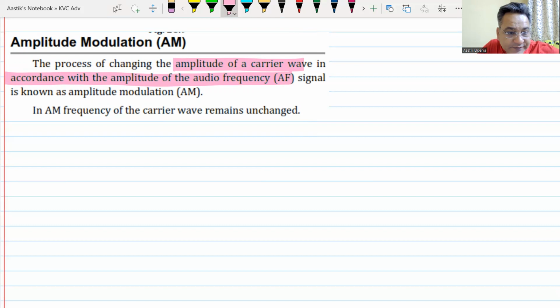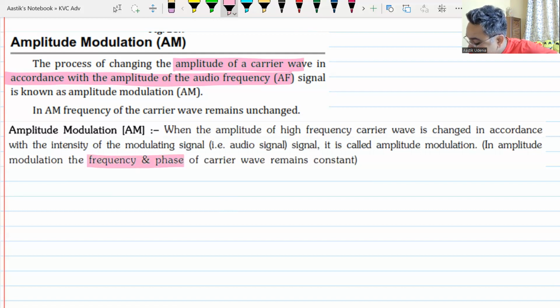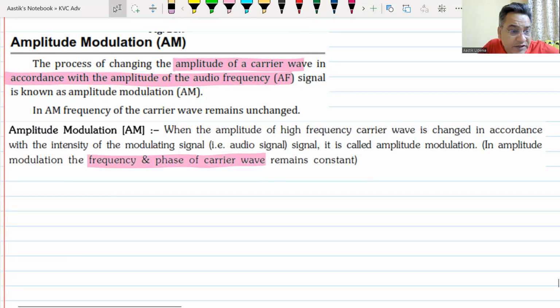Do we understand this? Yes, sir. So this is what we call amplitude modulation. Now remember, in this amplitude modulation, the phase and the frequency of the carrier wave will remain unchanged. Do we understand this? Yes, sir. Phase will remain unchanged.